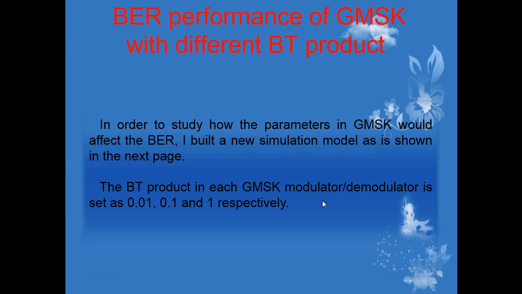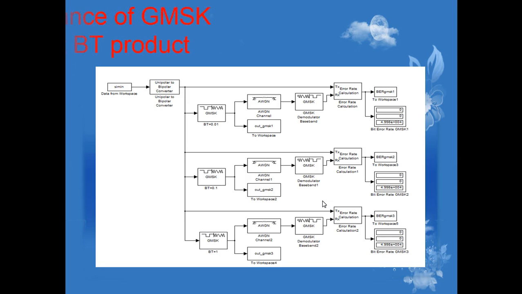Now we will do the first experiment, that is the BER performance of GMSK with different BT products. In order to study how the parameters in GMSK would affect the BER, which is bit error rate, I built a new simulation model as shown on the next page. And I set the BT product as 0.01, 0.1, and 1 respectively. Here is the simulation model for this experiment.